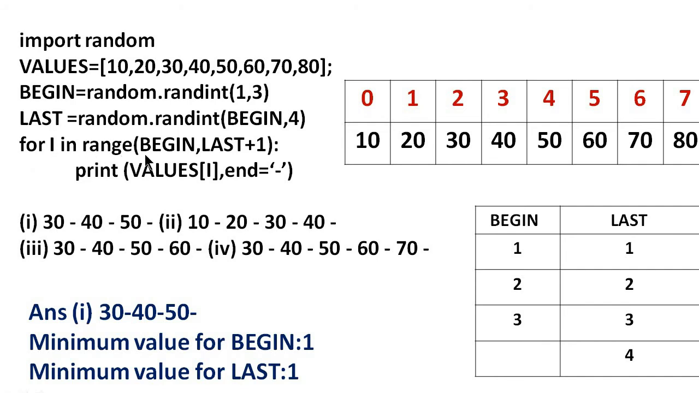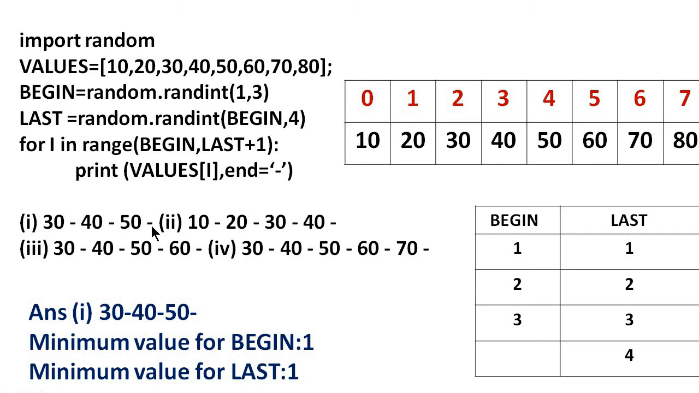For I in range(begin, last plus 1). The variable I will get the values from begin to last. Last plus 1 is given here, so up to last. Inside the loop, print values of I and equal to dash. Our range is from begin to last. What is the minimum value of begin? It is 1. So it will start from the index 1 onwards, that is from the value 20. 10 will not come in our output.